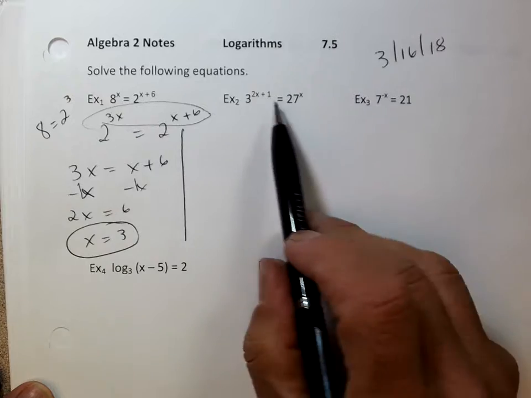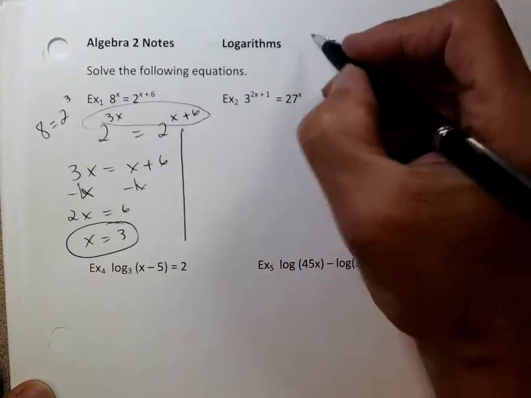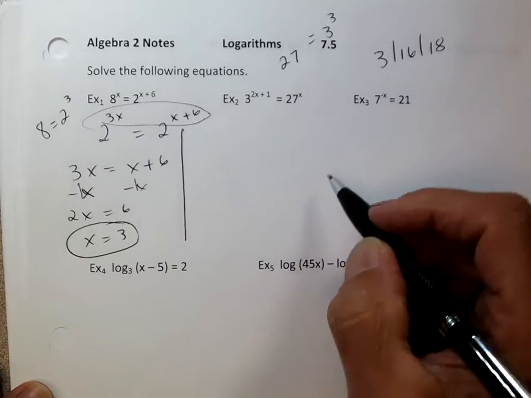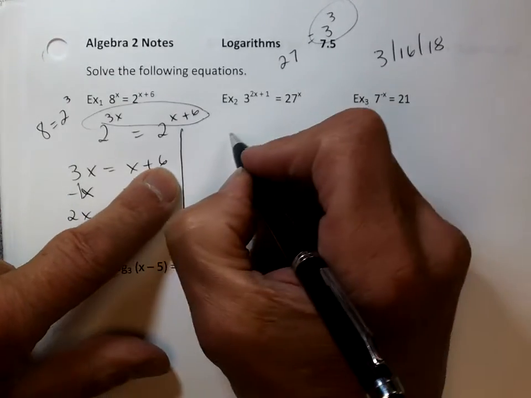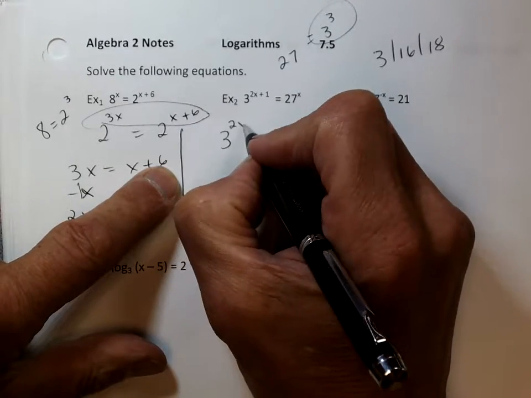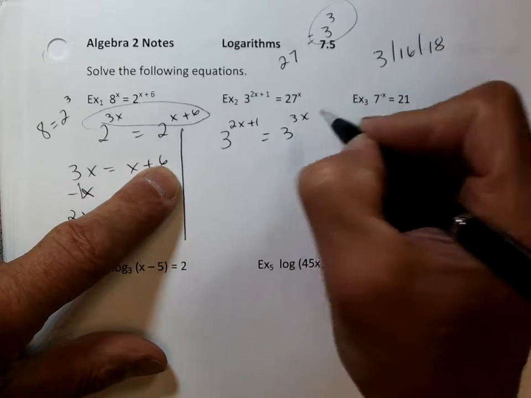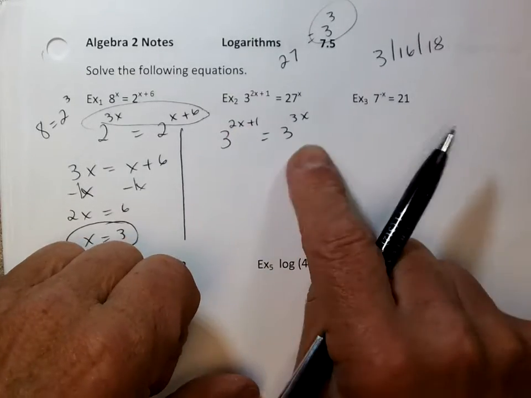Again, if we can make them into the same base, we will, okay? So 27 is the same thing as 3 cubed, right? So instead of writing 27, let's just write 3 cubed. So I've got 3 to the 2x plus 1 equals 3 to the 3x. And then it kind of makes sense. We've got 3 to the 2x plus 1 equals 3 to 3x.